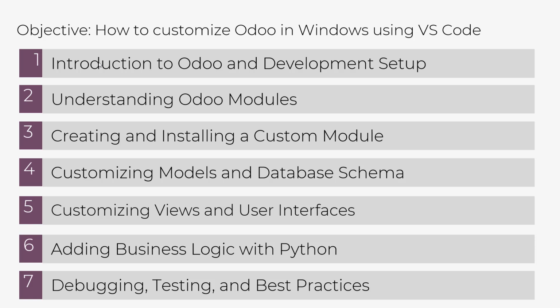Part 2, we are going to cover understanding of Odoo modules. Part 3, we are going to cover creating and installing a custom module. Part 4, customizing models and database schema. Part 5, customizing views and user interfaces. Part 6, adding business logic with Python. And Part 7, debugging, testing, and best practices.